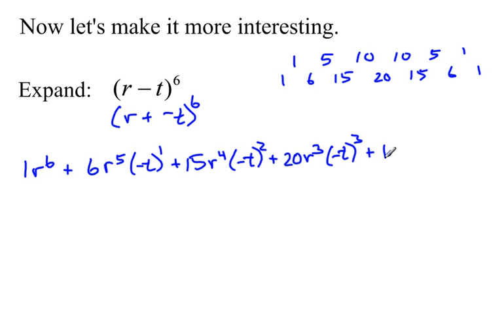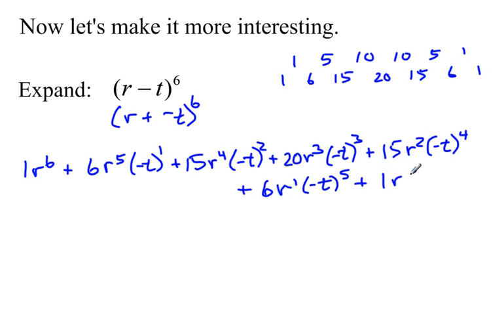That's good. Then I've got 15. R goes up to 4. Negative, no, it's not going up. You caught that, right? R is going down. So here we go. So R goes down to 2. Negative t goes up to 4. I don't have enough room in one line, so here we go. Plus, my next one is 6. R to the first, negative t to the fifth, plus my last one, 1. R to the 0, so I don't actually need to write it down. I'll just get rid of that because r went down. And then I've got negative t to the 6th.